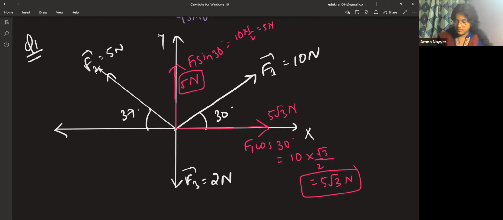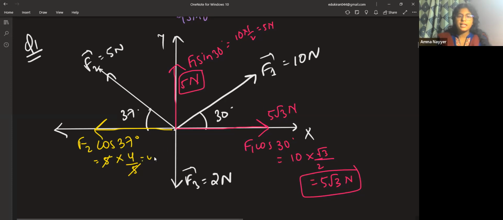F2 is making 37 degrees with the X axis. So this resolution will give F2 cos 37 degrees, because what we studied is that the axis with which the angle is made, see, no angle is here, the angle is present over here. So we have F2 cos 37 degrees. So this is 5 into cos 37, which is 4 by 5. That is 4 Newton. So here we have 4 Newton.